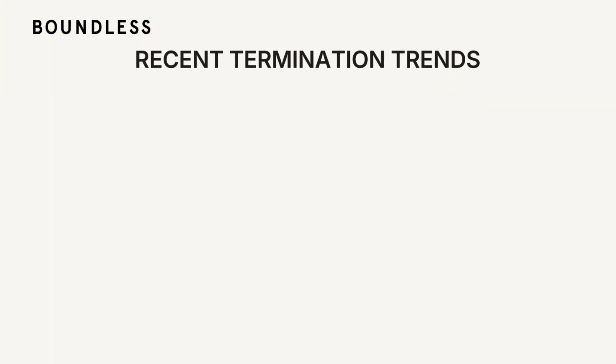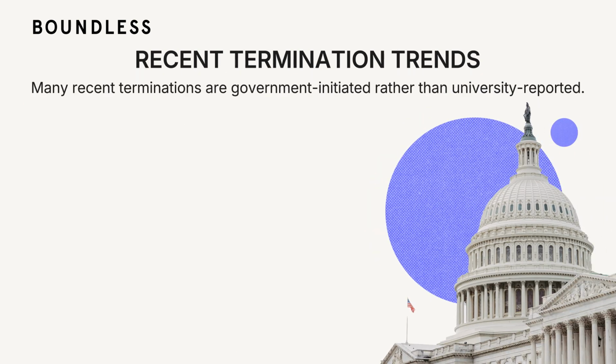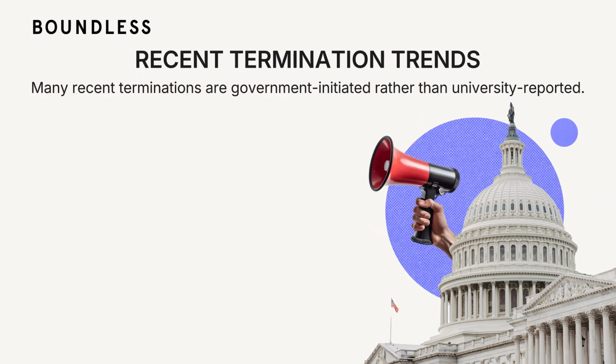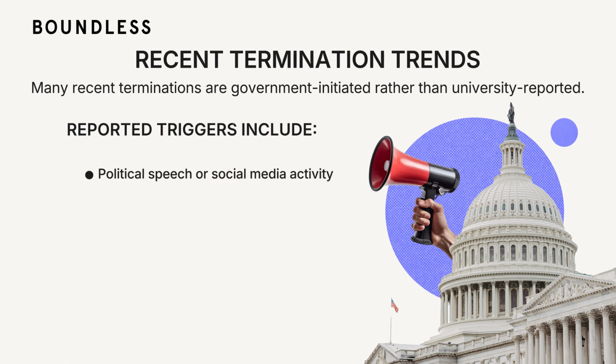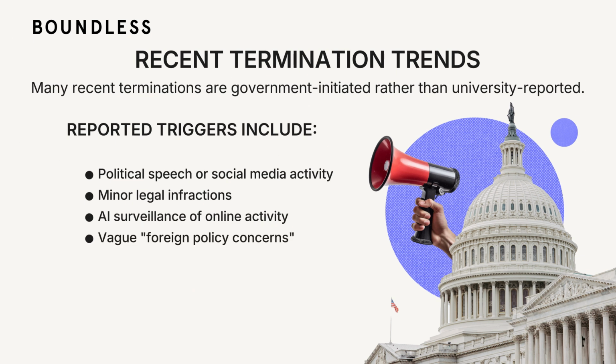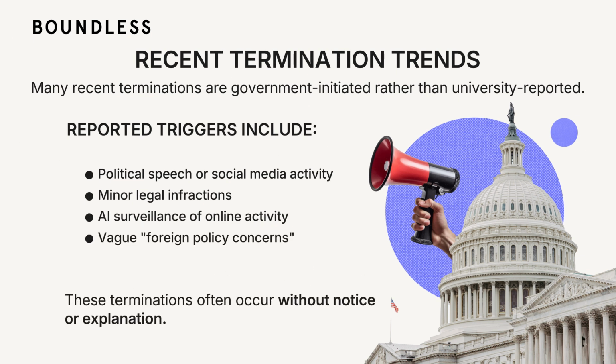Recent termination trends. Many recent terminations are government-initiated rather than university-reported. Reported triggers include political speech or social media activity, minor legal infractions, AI surveillance of online activity, and vague foreign policy concerns. These terminations often occur without notice or explanation.